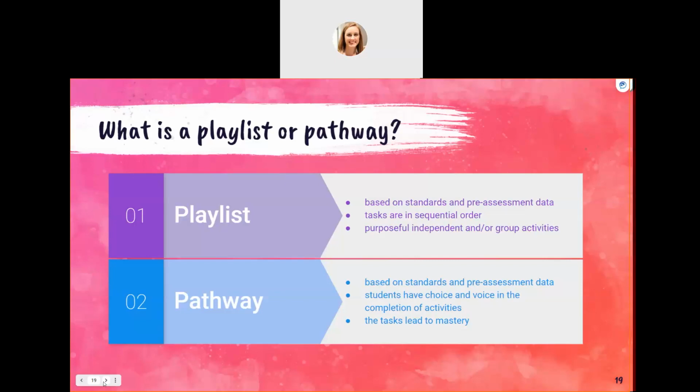They're independent or group activities. Sometimes students can work together with others to complete the activity, and sometimes they'll have to do it on their own. The second type of strategy is a pathway. It's similar to the playlist. It's again based on standards and pre-assessment data. But in this one, students have more choice and voice in the completion of their activities rather than going in a sequential order. And the tasks lead to mastery of the skill, just like in the playlist.